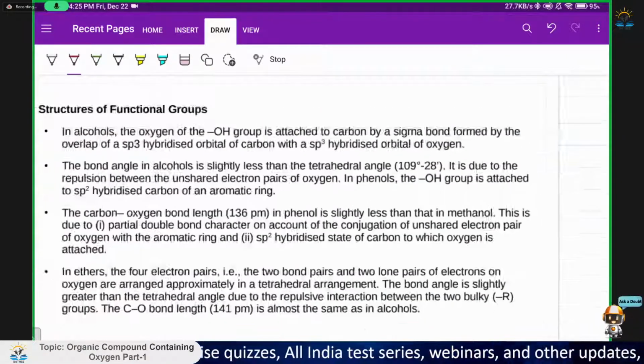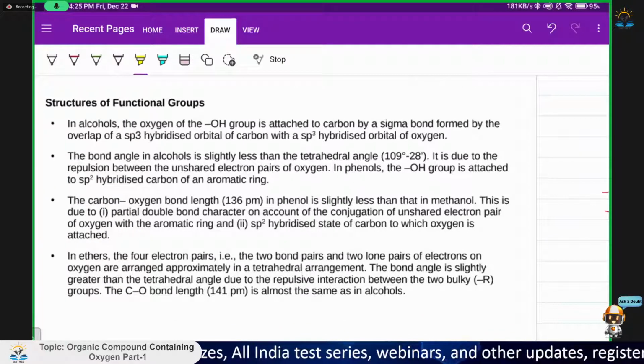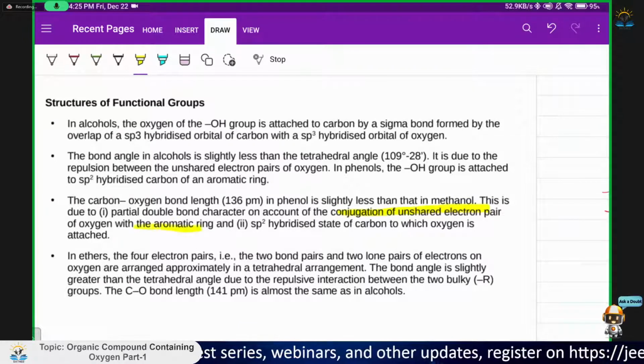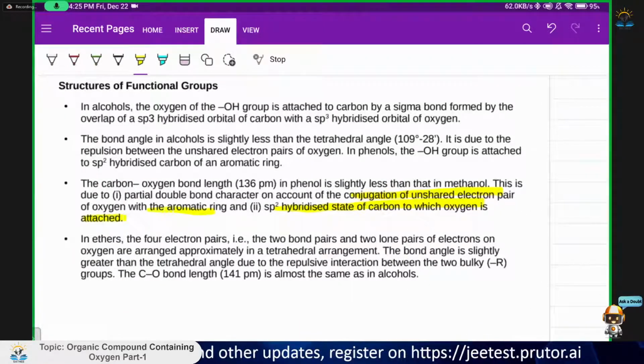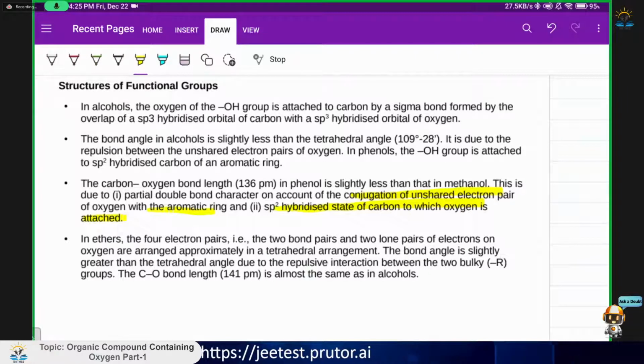The carbon oxygen bond is shorter due to partial double bond character on account of the conjugation of the unshared electron pair within the aromatic ring, and the sp2 hybridized state of the carbon to which oxygen is attached. In ethers, the four electron pairs, that is the two bond pairs and two lone pairs of electrons on oxygen, are arranged approximately in a tetrahedral arrangement. The bond angle is slightly greater than the tetrahedral angle due to repulsive interaction between the two bulky groups.